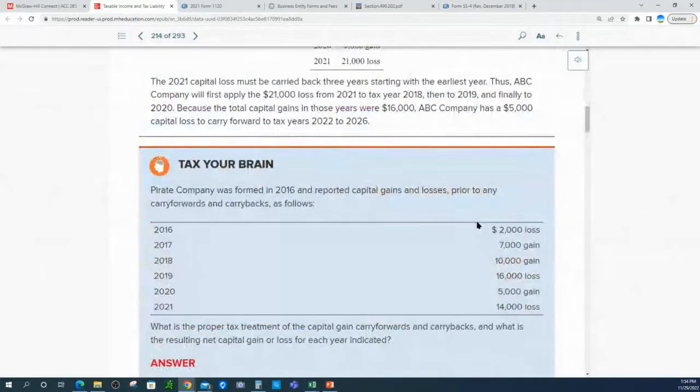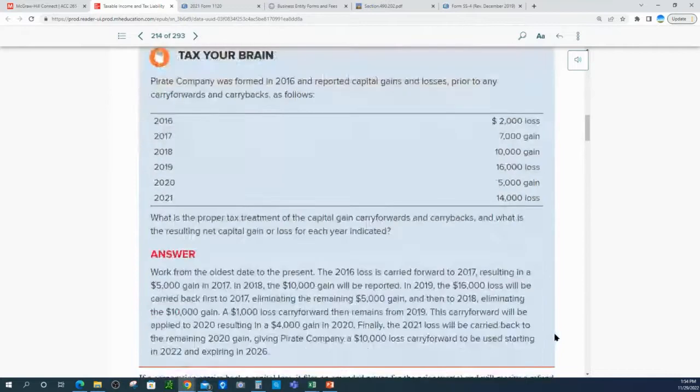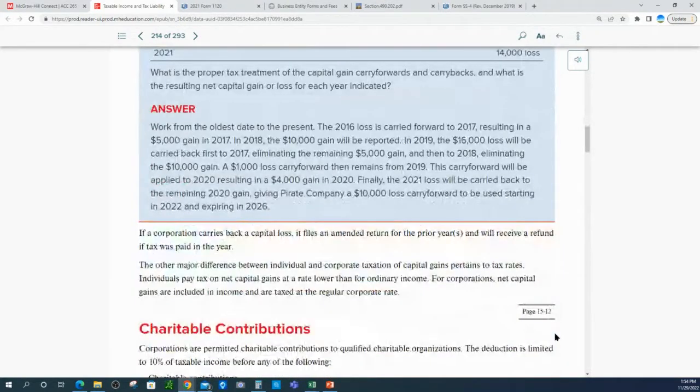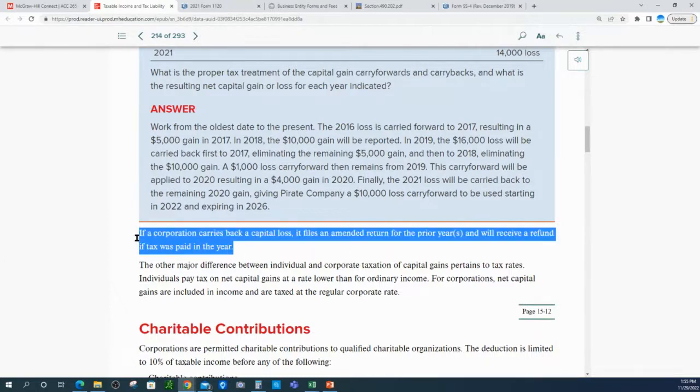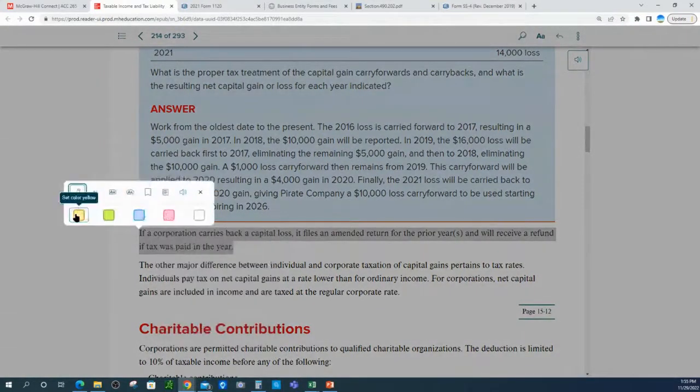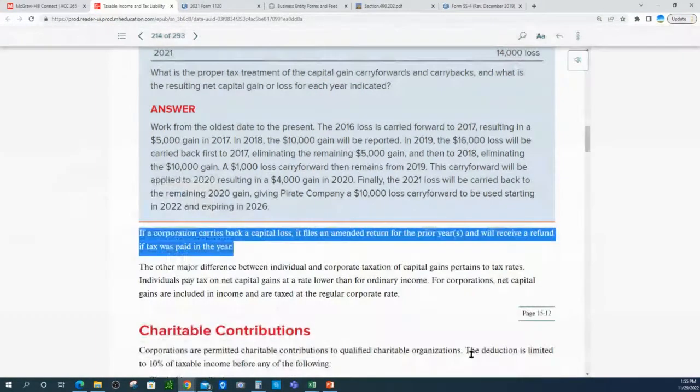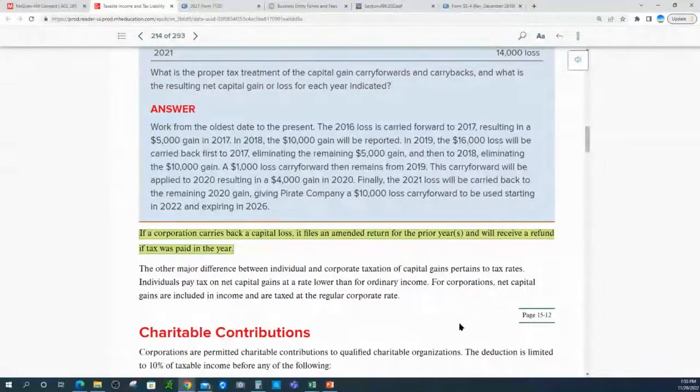You can look back and you can look forward for all of that. But you essentially zero everything out as much as you can, going back first. And if there's nothing you can zero out from the past, then you go forward 5 years. So back 3, forward 5. You file an amended return and receive a refund if you're carrying it back.